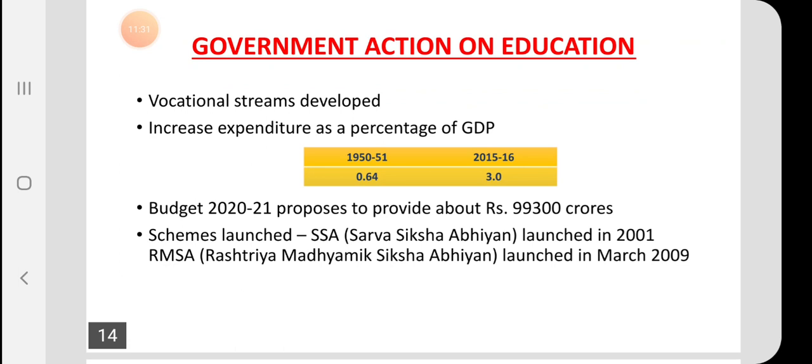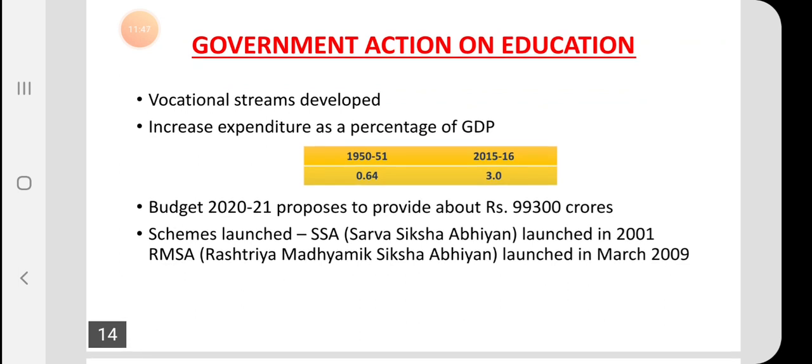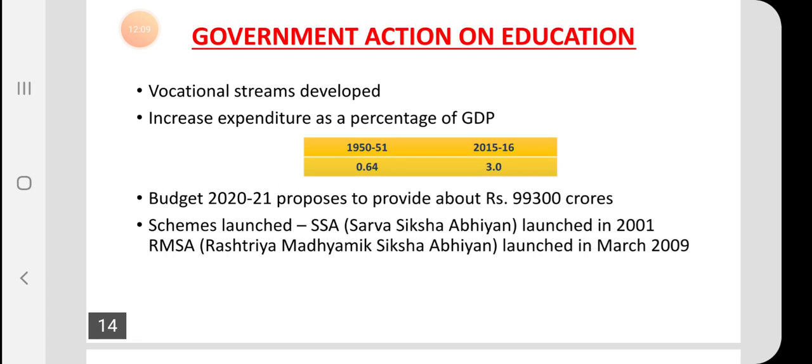Now, with respect to this, the government budget 2020-21 proposes to provide about rupees 99,300 crores to the educational sector because it is very important to develop. So schemes like SSA, that is Sarva Shiksha Abhiyan, you must have heard about it. It was launched in 2001 to achieve universalization of education from 6 to 14 years. And then you must have heard about RMSA, Rashtriya Madhyamik Shiksha Abhiyan. It was launched in March 2009 to achieve the highest education rate in India.